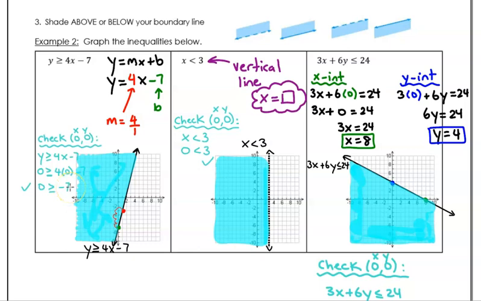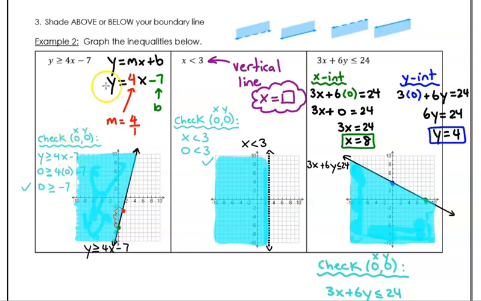So the 0, 0 is kind of like a checking point. If it works, I shade this side. If it doesn't work, I shade this side. So I want to know if 0, 0 is included in that boundary. When I subbed it into my equation, I got a -7 on this side. 0 is actually a number that is greater than -7, so this works. If it works, 0, 0 must be part of the solution for this inequality, which means I shade this side. If it actually didn't make sense as a statement, I would shade the other side. Okay, so you always have to do this check.